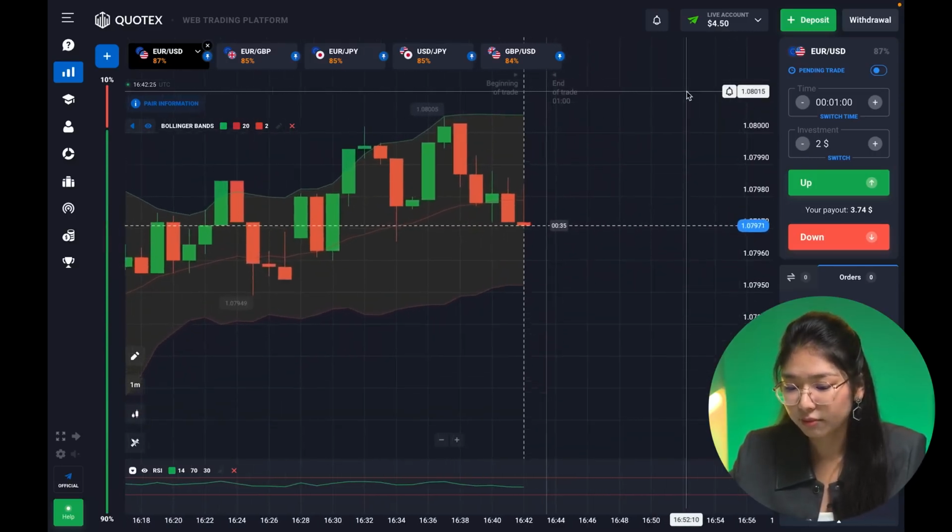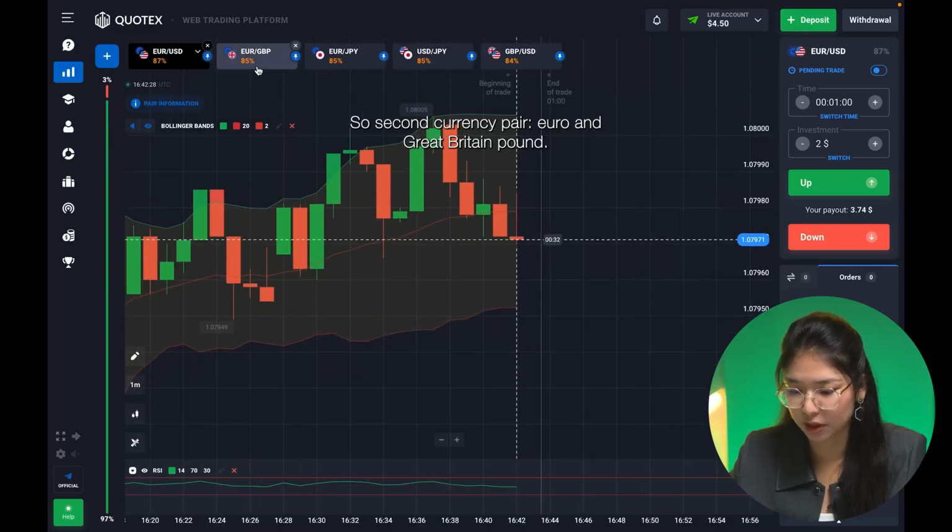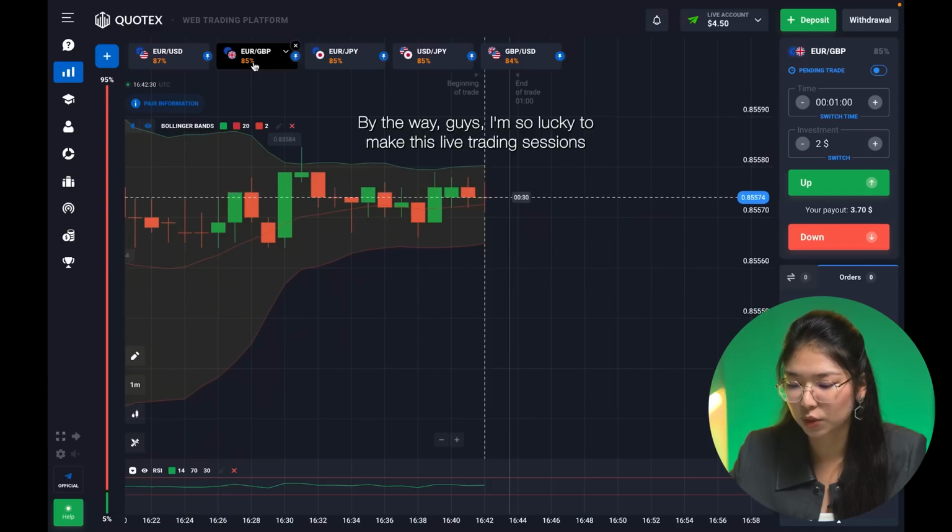I will show you how to work this deposit with this strategy. Second currency pair, Euro Great Britain Pound.